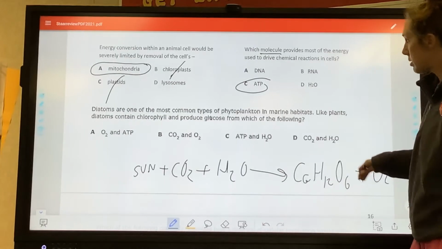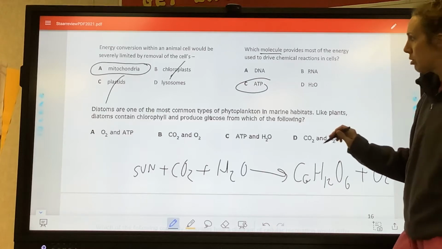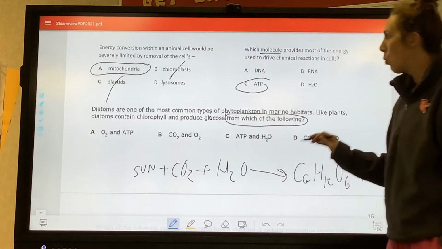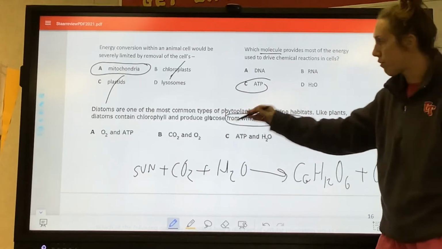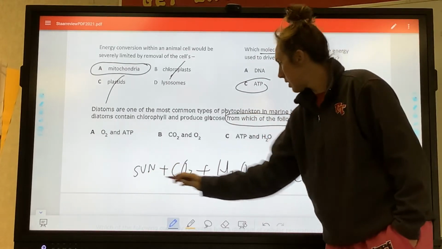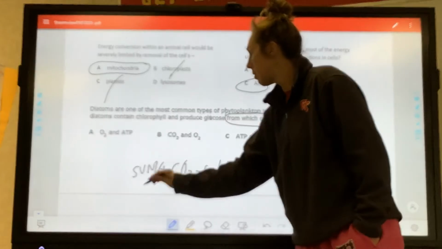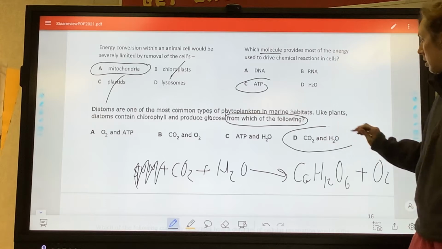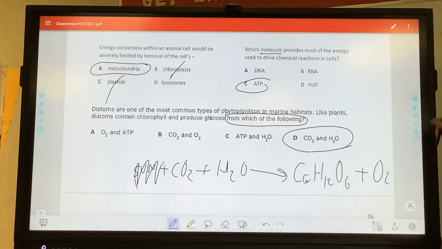This goes in, this goes out. So it says they produce glucose from which of the following? So they're saying, what did they make the glucose from? So I'm looking for these answers right here. I don't see sun, so I'm basically looking for CO2 and water. Okay.